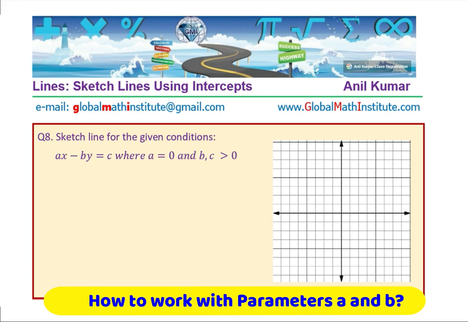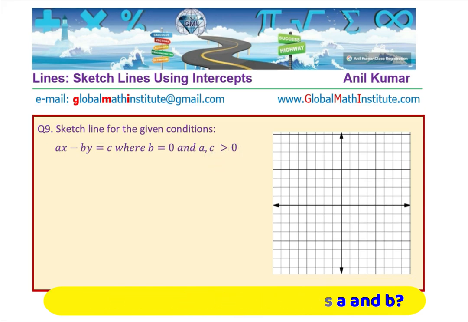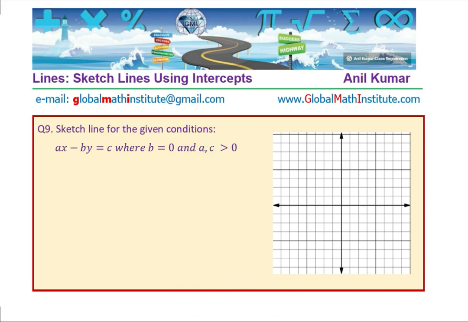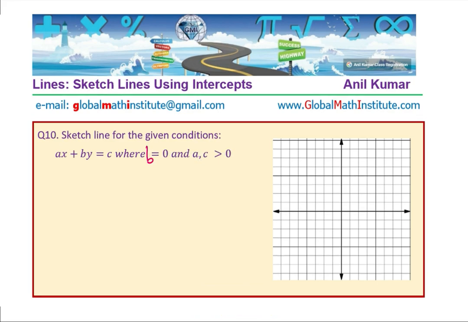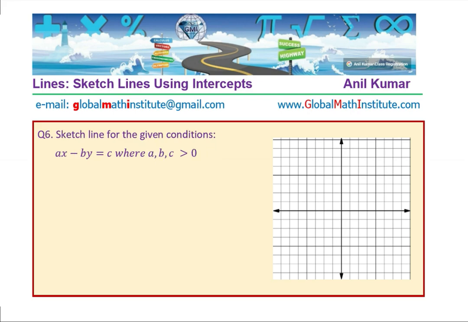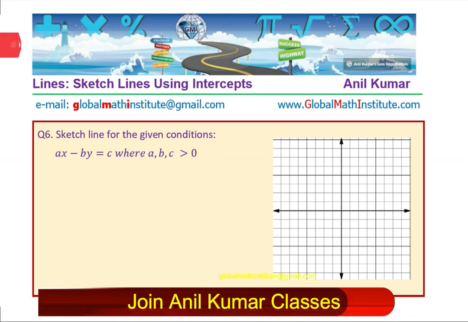Question number 8, ax minus by equals c, where a is 0 and b and c are greater than 0. Question number 9, ax minus by equals c, where b is 0 this time. What kind of line will you have when a and c are positive? The last question of the series is ax plus by equals c, where b is 0 and a and c are greater than 0. So you can actually go through these questions, sketch, and then look into my suggestions.